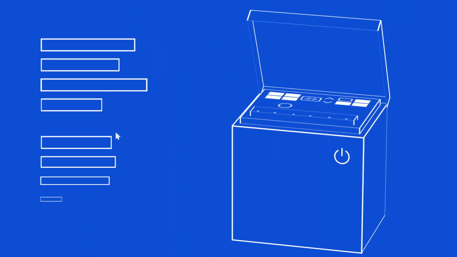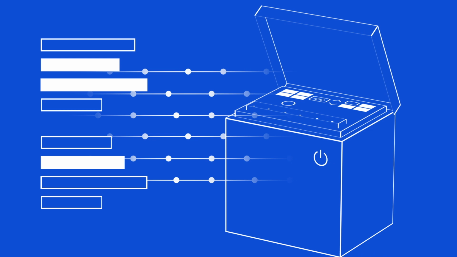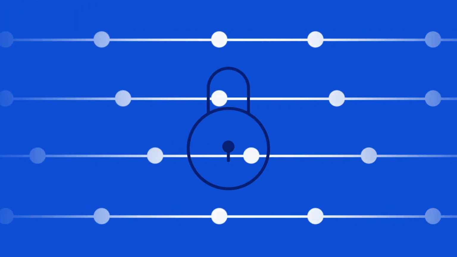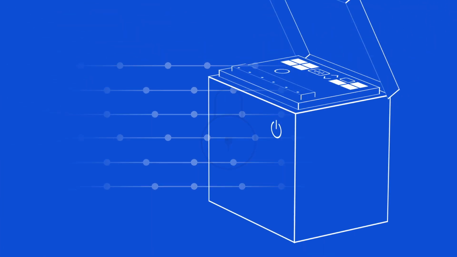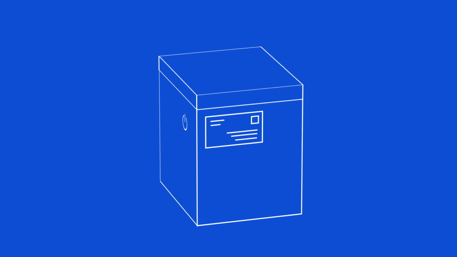When you receive the device, simply power it on, select the data you want to move, and let the mass data migration device take care of everything else. Don't worry, all of your data is encrypted, so it will be safely stored. Once complete, use the provided shipping label and mail the device to the originating data center.